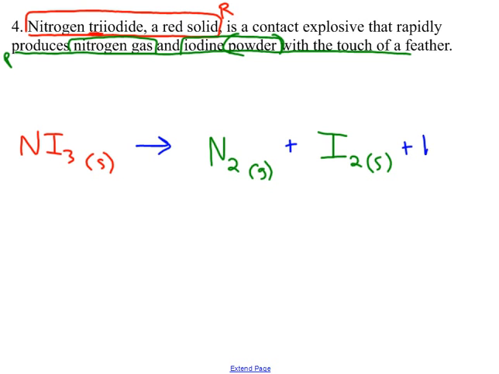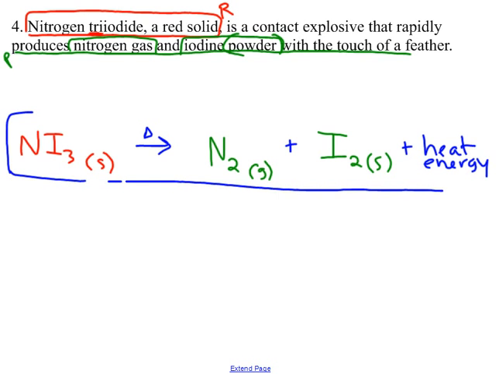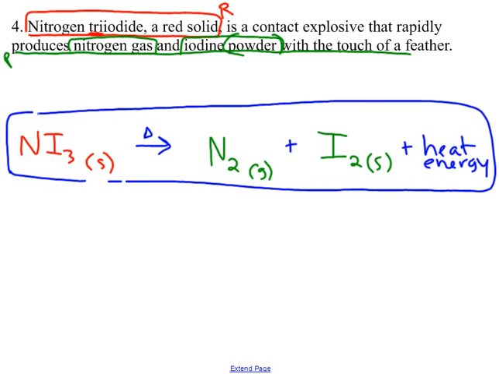Lost my pen for a moment. Plus heat energy. But in order for this to happen, we had to indicate a tiny little trigger of friction energy, which I'm going to indicate with a delta sign to show that a little bit of heat in the form of friction had to be applied in order for this reaction to move forward. It doesn't take much, as you saw.